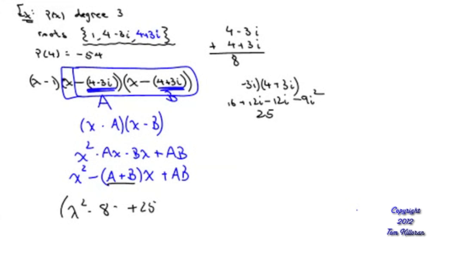x cubed minus 8x squared plus 25x. And then it's going to be minus x squared plus 8x minus 25, because you just have to multiply through by a negative 1. And that gives you x cubed minus 9x squared plus 33x minus 25. So this is what I end up with after I multiply it all together. So I'm going to call that f of x.